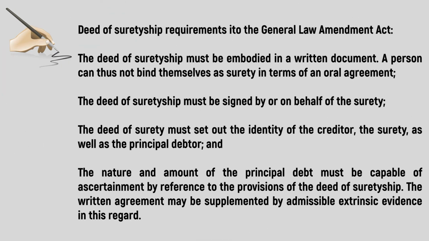A deed of surety must adhere to the strict formal requirements as set out in the General Law Amendment Act, which requirements are as follows. The deed of suretyship must be embodied in a written document. A person can thus not bind themselves as surety in terms of an oral agreement. The deed of suretyship must be signed by or on behalf of the surety. The deed of surety must set out the identity of the creditor, the surety, as well as the principal debtor, and the nature and amount of the principal debt must be capable of ascertainment by reference to the provisions of the deed of suretyship. The written agreement may be supplemented by admissible extrinsic evidence in this regard.